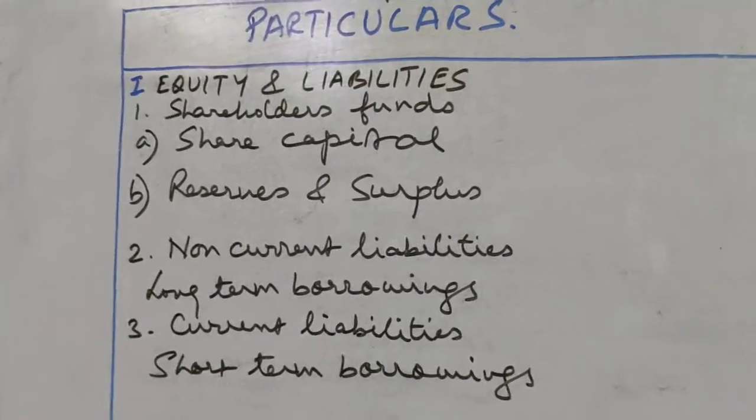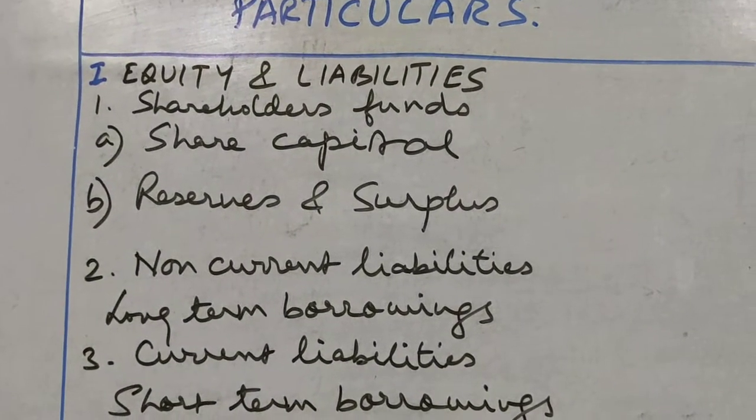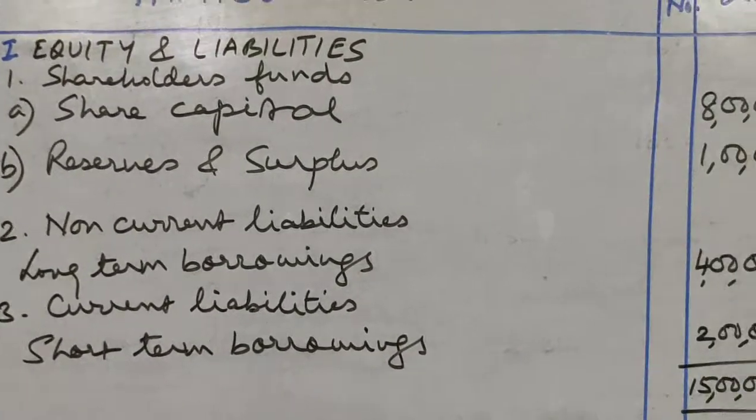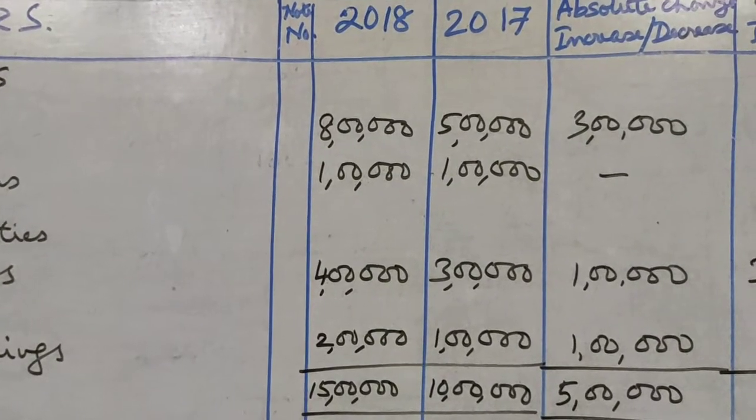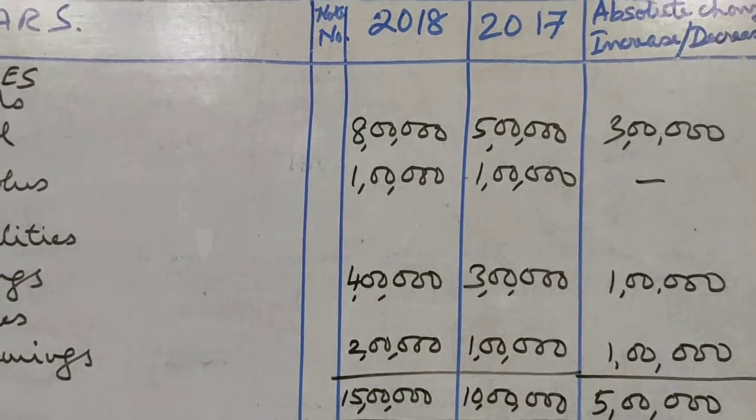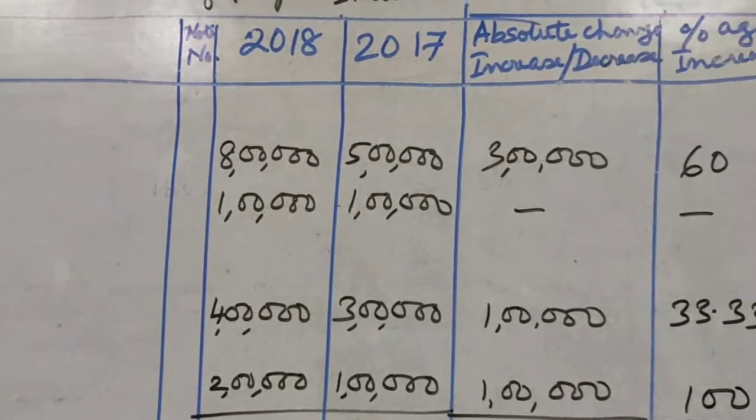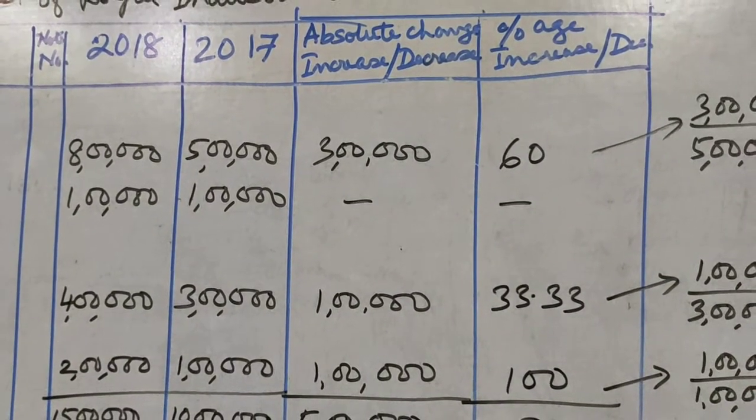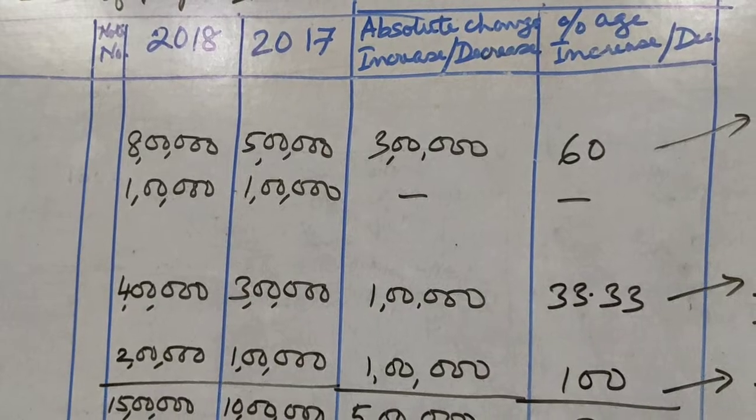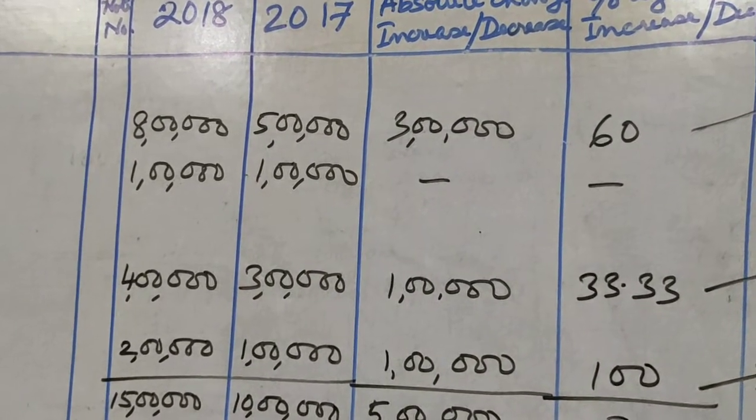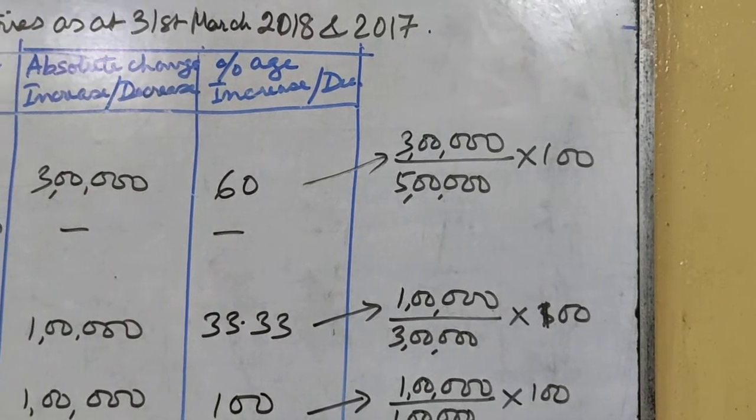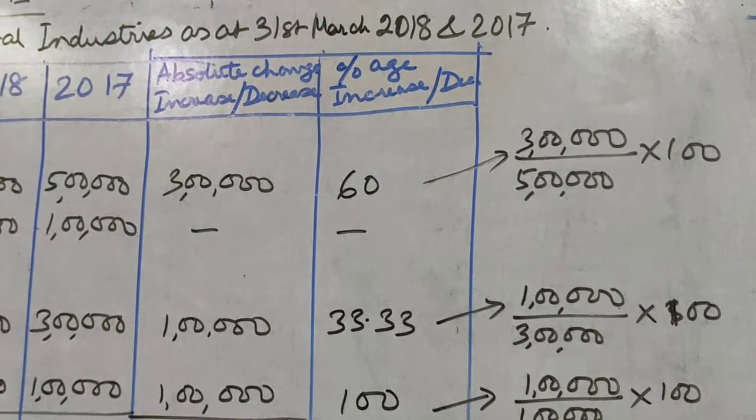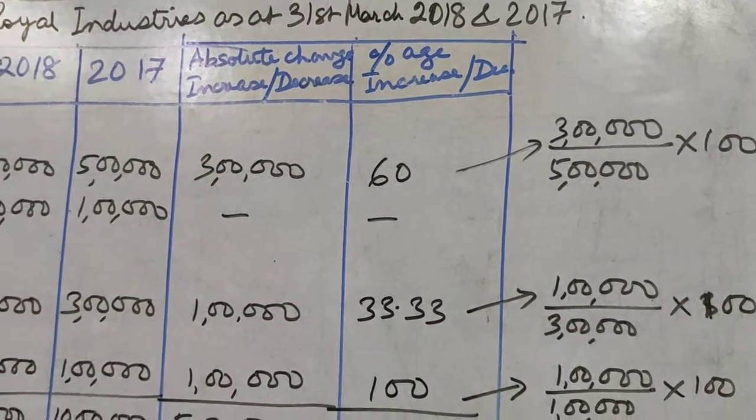So here you see, number 1, we have the equity and liabilities. Below that, we have number 1, shareholders funds. Share capital. Share capital in 2017 it was 5 lakh. Now in the present year it is 8 lakh. So what is the increase? There is increase of 3 lakh, 8 lakh minus 5 lakh. And what is the percentage increase? 3 lakh divided by previous year's value, that is 5 lakh into 100, that is 60%. So we will simply write 60 because the heading we have already written percentage increase or decrease.